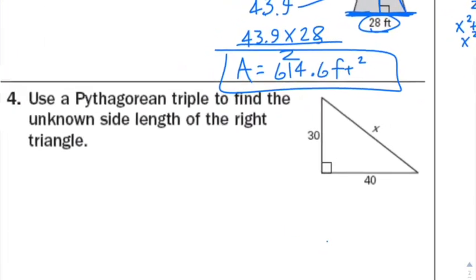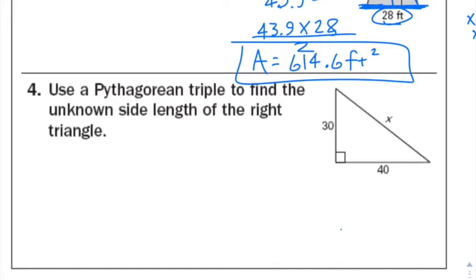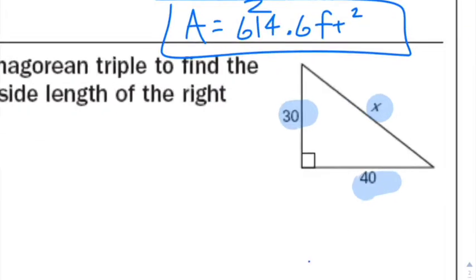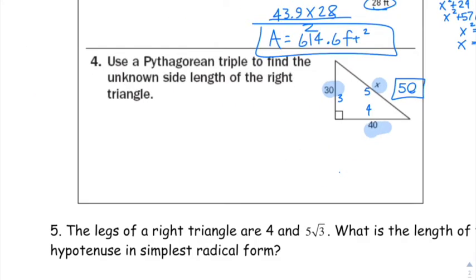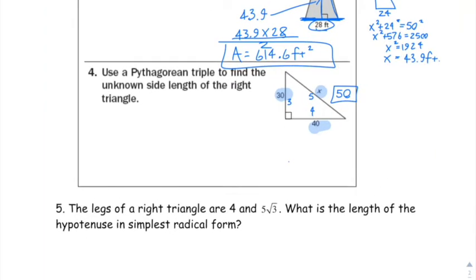Okay, use a Pythagorean triple to find the unknown side. Notice here, this looks really similar to a 3, 4, 5 triangle, except the sides are scaled by 10. If we know that the ratio is like a 3, 4, 5, then we can say it's 30, 40, and then 50 for this side length right there. That actually speeds up the process a little bit if you recognize those triples.